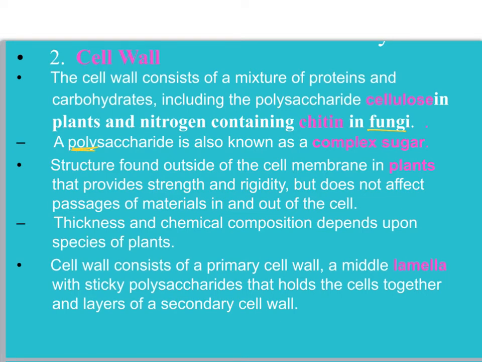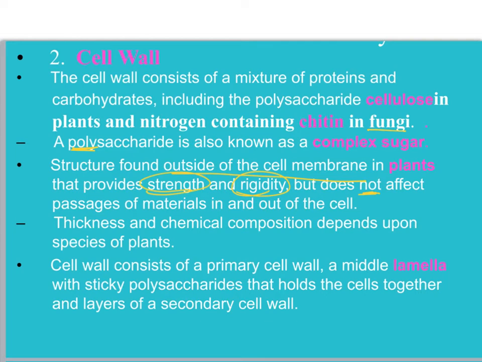Okay, so the cell wall is outside of the cell membrane in plants, and its purpose is strength and rigidity. You can think of rigidity as like a firmness. It does not affect things going in and out of the cell. So it does not affect passage of substances in and out of the cell. That is the cell membrane's function, always. Just because you have a cell wall doesn't change the function of the cell membrane. The cell membrane's function stays the same all the time, okay? So the cell wall just gives it an extra strength and an extra firmness to the cell.